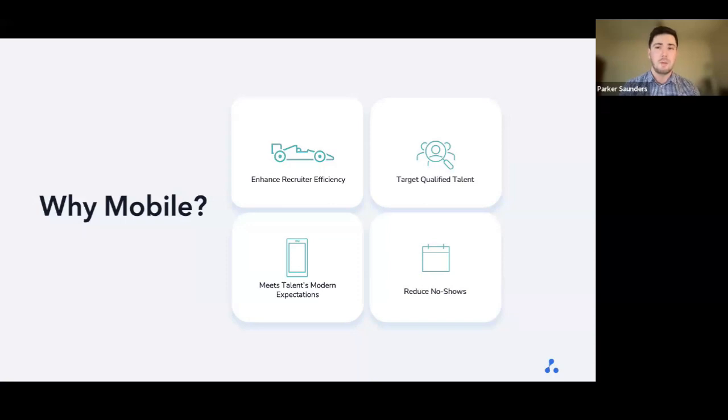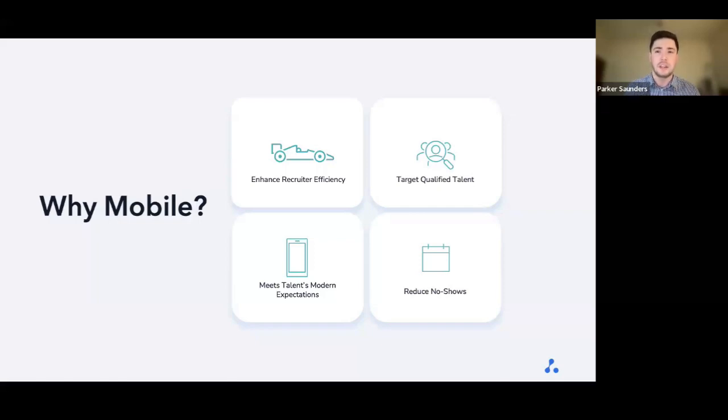And this is something that by meeting talent where they are in the form of a mobile app, we're able to automate a lot of tasks that recruiters are working on today. We're able to engage with talent in a one-to-many relationship where we're able to emphasize the ways in which we can expand the reach of our recruiters, the reach of our organization in engaging with talent. And we're doing so in a way where we're able to target qualified talent specifically. I'll touch on this in just a moment. We're able to meet talent's modern expectations. As Dan suggested, we all have dozens and dozens of apps on our phone.